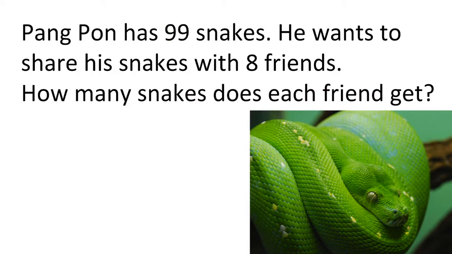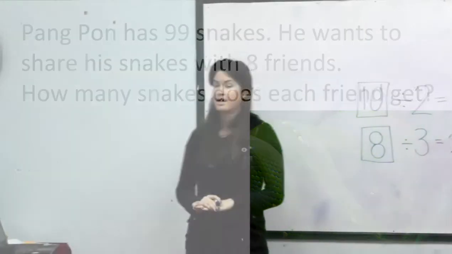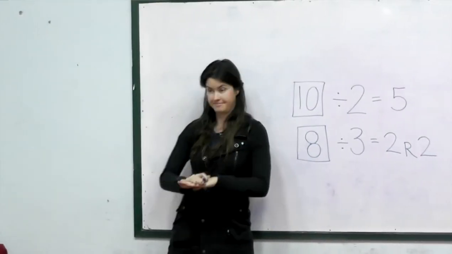Okay, Pang Pon has 99 snakes. He wants to share his snakes with how many friends? 8. With 8 friends. How many snakes does each friend get? Okay, so we got a big one here. We start with our biggest number. What's our biggest number? 99. Good job. 99.